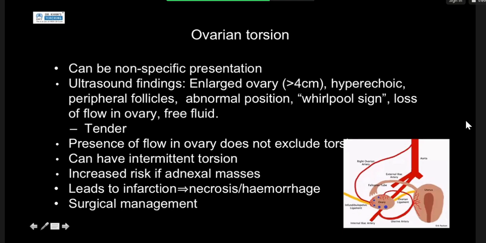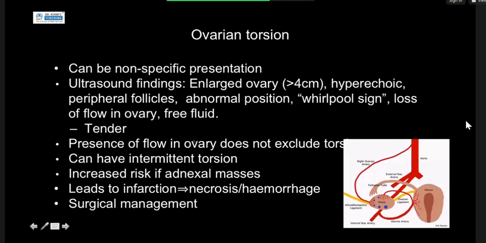Loss of flow in the ovary is also important, similar to testicular torsion. If you get absence of flow, then that suggests vascular compromise. And also a high percentage of these patients will have a significant volume of free fluid in their pelvis. And also, as you're scanning over the ovary, the patient will normally be tender over it. So that's a clinical sign you can elicit when you're scanning.